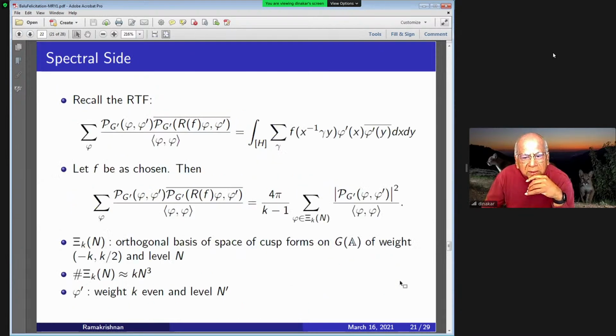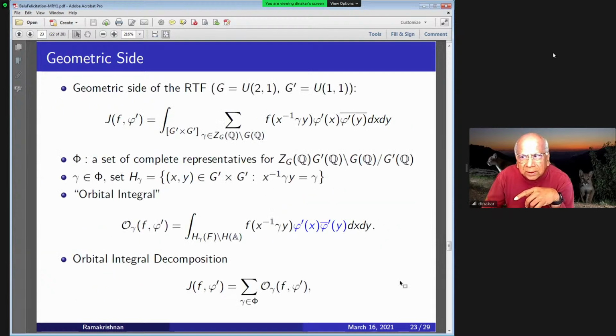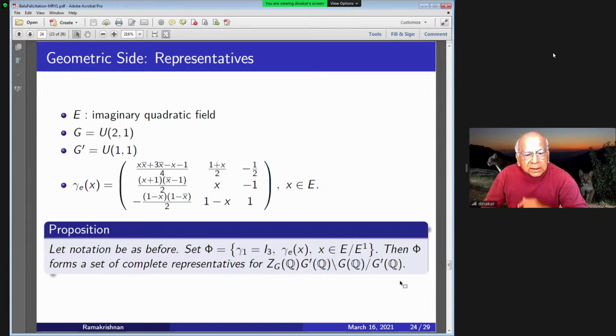And the key point, I'll come to the key point. Maybe I'll skip a little bit because I'm running out of time. So on the geometric side, when you have this sum over the various types of terms, you get some orbital integral type decompositions. And what happens in this case, U(2,1) here, if you look at the double cosets G relative to G prime, sometimes I write H, sometimes G prime, it's the same thing, then the double cosets are like this.